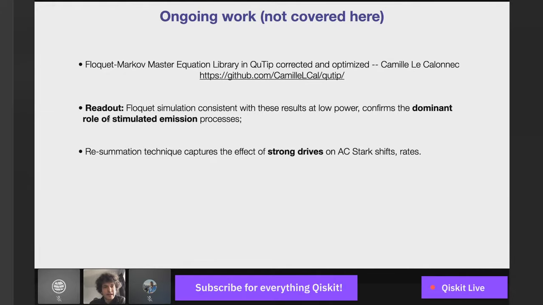And trying this approach on the readout problem is consistent with these results that I showed you here at low power, but confirms the dominant role of stimulated emission processes. And in addition, it's consistent with this idea that you should actually resum in order to capture strong drive effects on AC Stark shifts and rates, et cetera.